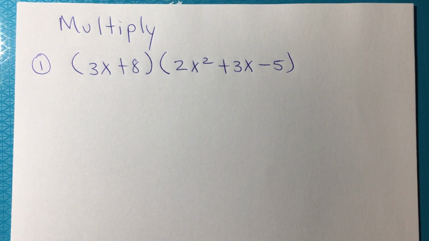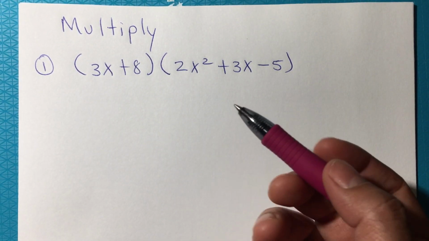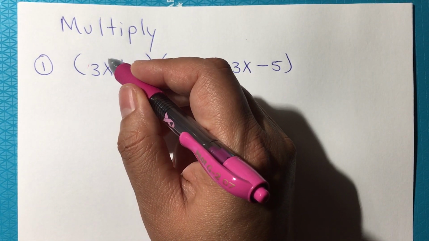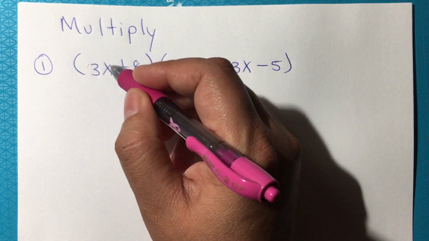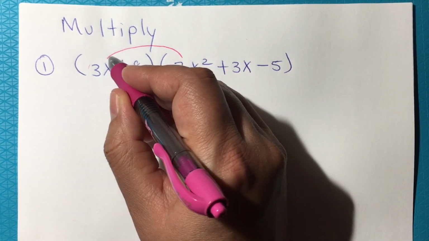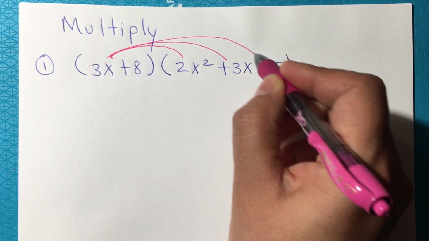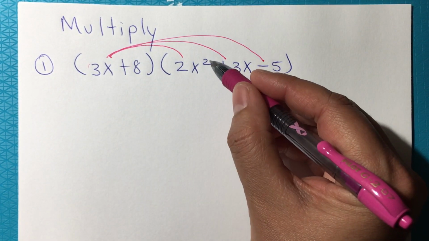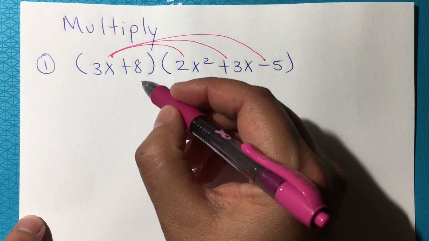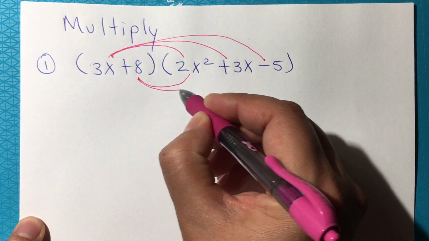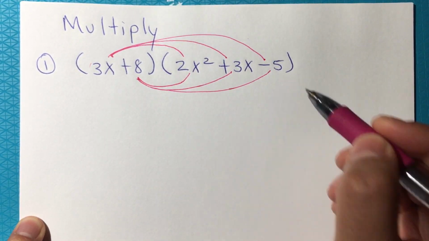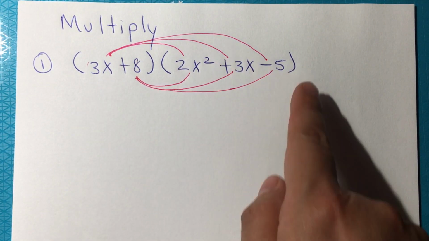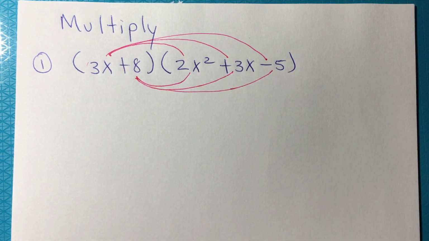Okay, so we're going to perform in here double distributive property, and so we're going to multiply the 3x times each one of the three terms on the second polynomial, which is a trinomial degree 2. Then after that, we'll multiply the 8 times each one of the terms in here. That's why I call it double distributive property. You're using distributive property twice.